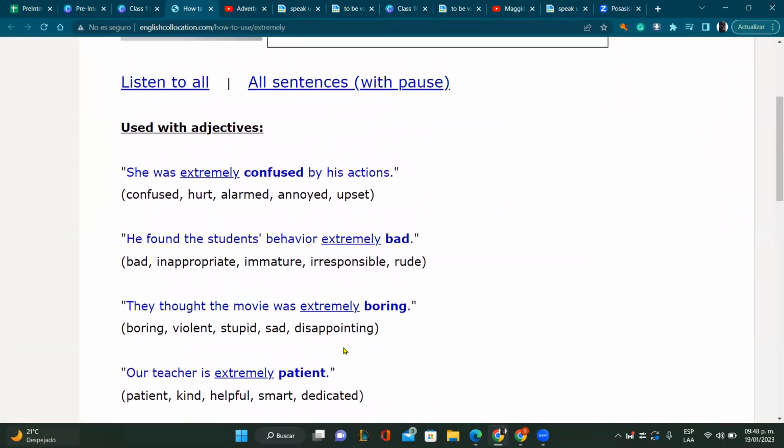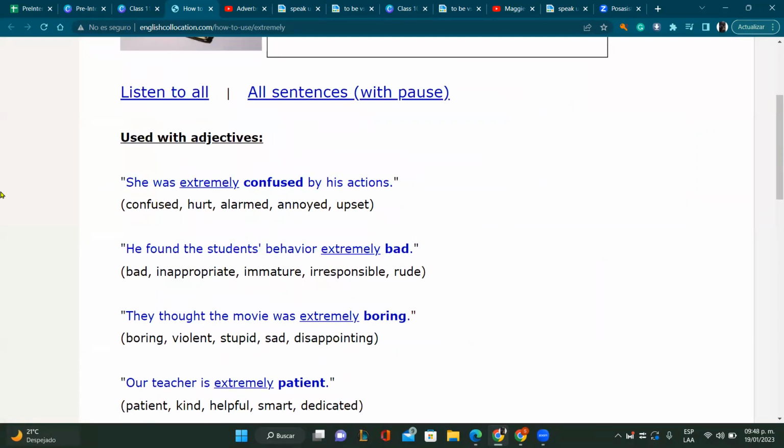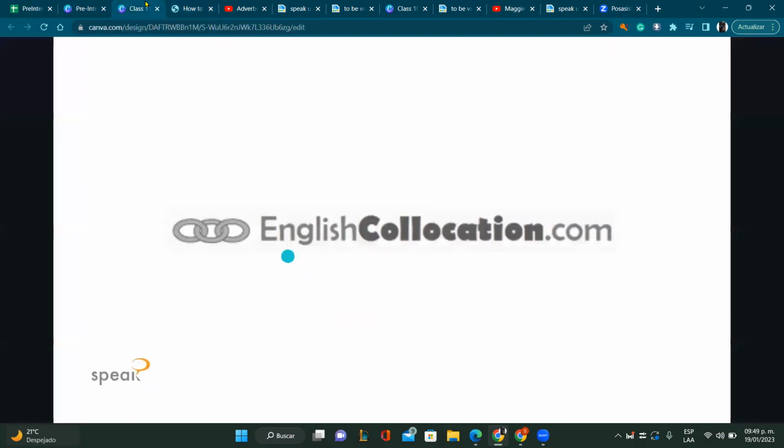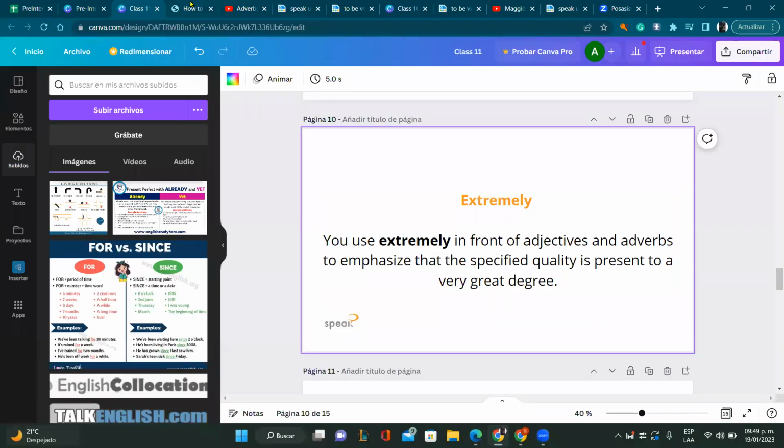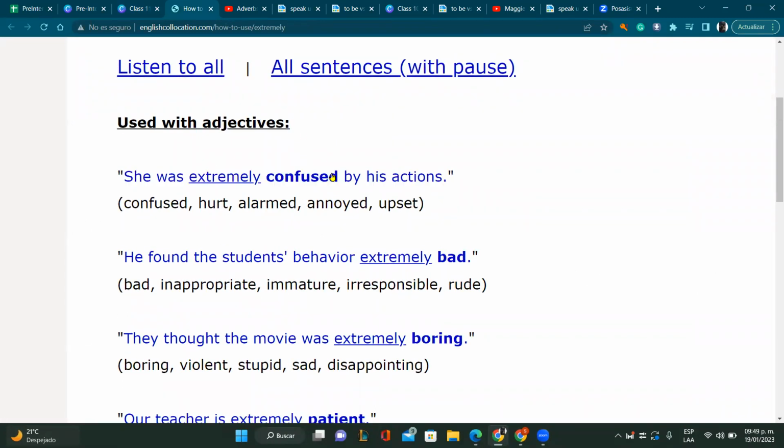The first one says, she was extremely confused by his action. Confused, hurt, alarmed, annoyed, upset. So, as we saw here, we use extremely in front of adjectives and adverbs. What is in front, teacher? Before. Like in this case. Aquí está antes del adjetivo. Okay? She was extremely confused. Estamos siendo un poquito dramáticos. Or actually, we are making the sentence stronger. La estamos haciendo más fuerte. Because if I say, she was confused by his actions, that's normal, okay? She was just confused. But what happens if I want to exaggerate? She was extremely confused by his actions.